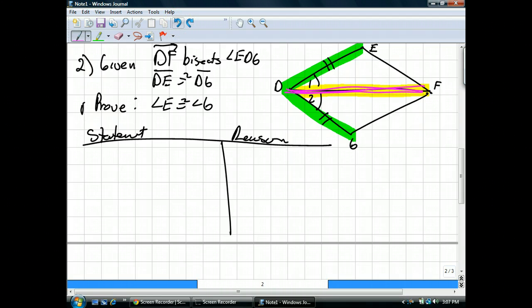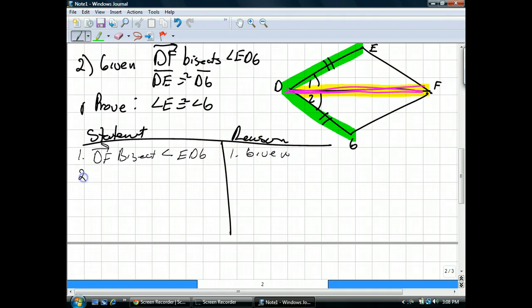Okay, both triangles share that side. So we have two sides and the included angle, so we can get the triangles congruent. So here's how we reasoned. Number one, we said that ray DF bisects angle EDG. Okay, and that was given.